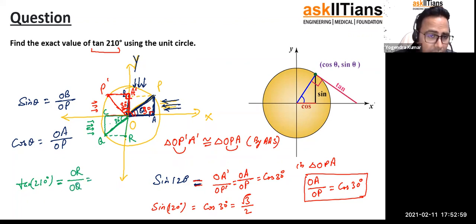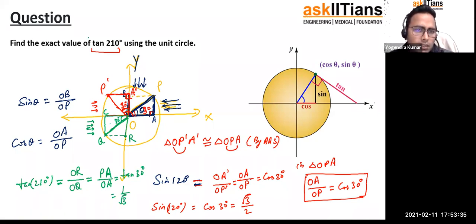Now, if I compare this in this triangle, it is going to be the same as PA, right? PA divided by OA. And that is nothing but PA divided by OA in the blue triangle, which is equivalent to tan of 30 degree, which is nothing but 1 by root 3, right? That is the answer. So we are getting the answer for this value. What is it? 1 by root 3.